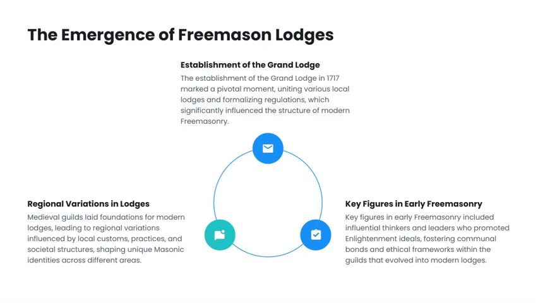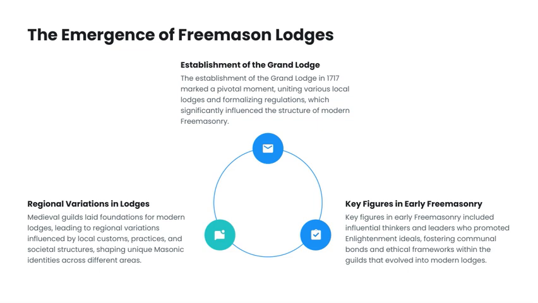The emergence of Freemason lodges marks a fascinating chapter in our history. In 1717, the establishment of the Grand Lodge was a pivotal moment that really changed the game. It brought together various local lodges under a common organization and set clear regulations, which helped shape the structure of modern Freemasonry as we know it today.